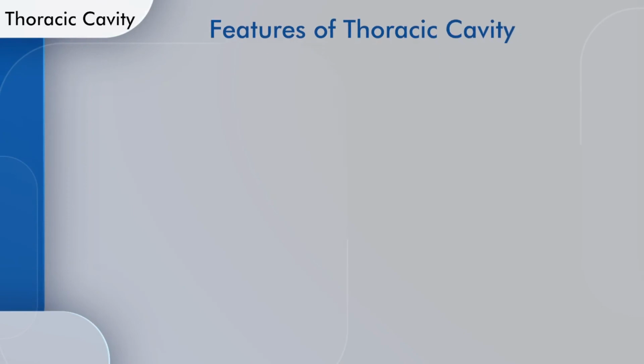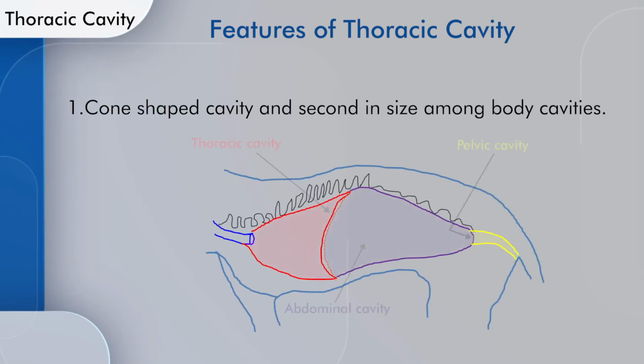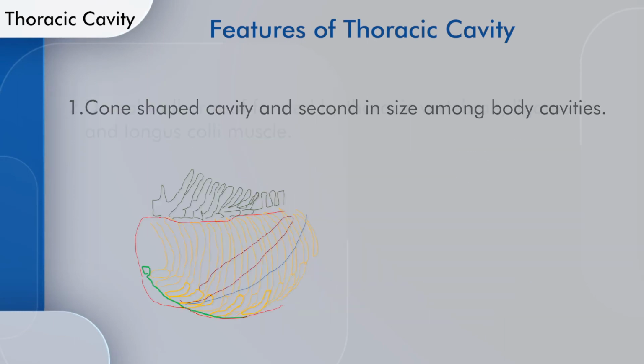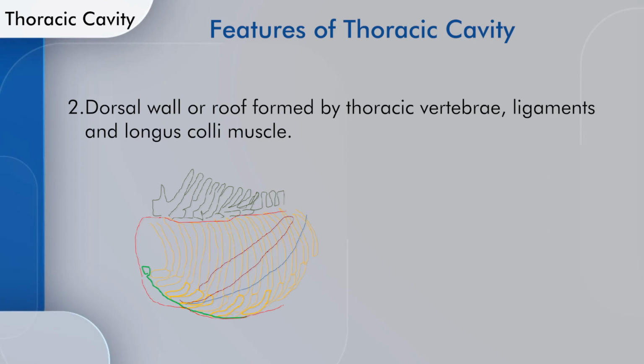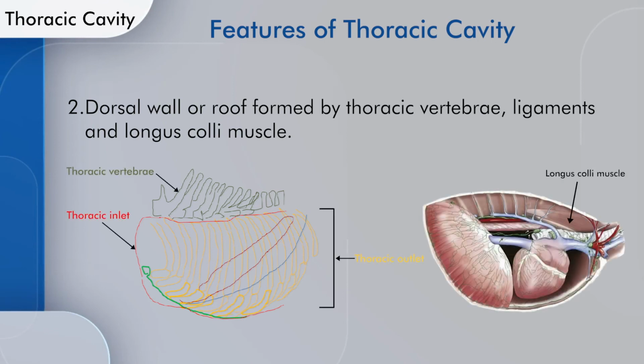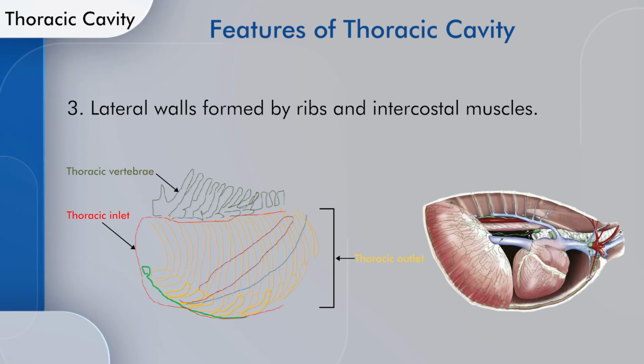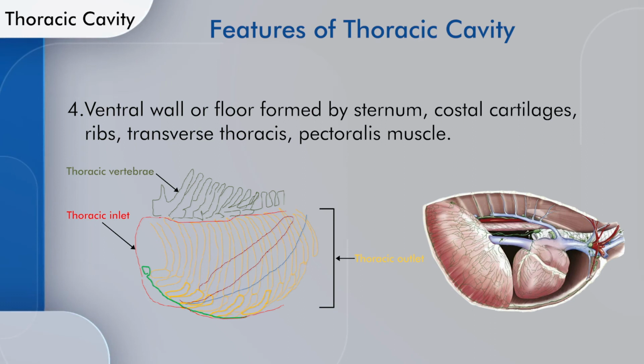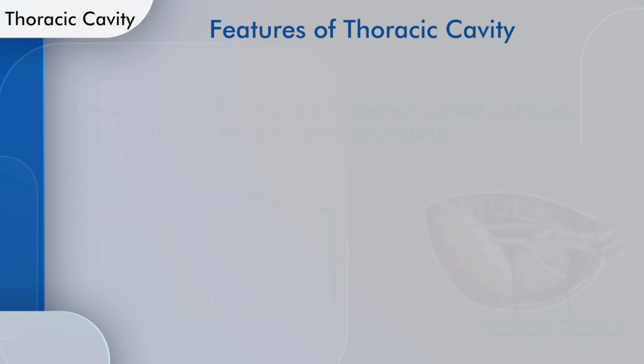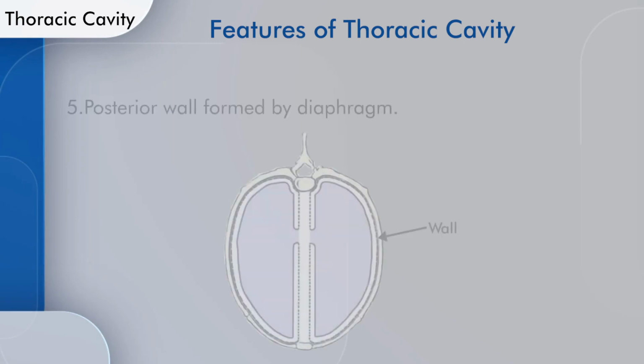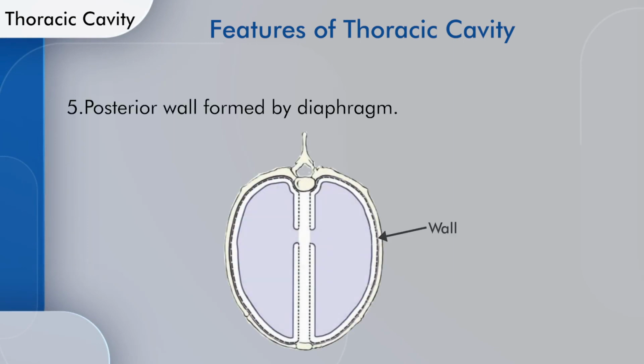In conclusion, let us summarize the salient features of the thoracic cavity. It is a cone-shaped cavity and second in size among body cavities. Dorsal wall or roof formed by thoracic vertebrae, ligaments, and longus colli muscles. Lateral walls formed by ribs and intercostal muscles. Ventral wall or floor formed by sternum, costal cartilages, ribs, transversus thoracis, pectoralis muscle. Posterior wall formed by diaphragm.